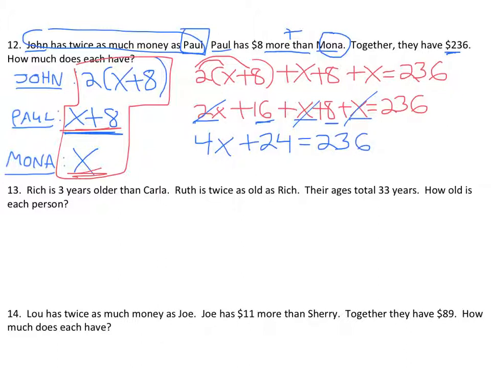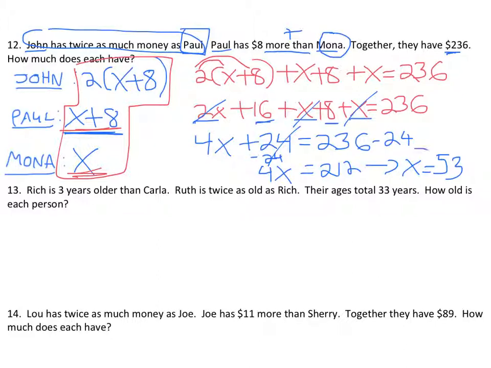Then you have a two-step equation. We're going to subtract 24 from both sides. The 236 minus the 24 gives us 212, and that equals 4x. Then we divide both sides by 4. I'm going to do that on my calculator right now. I'm going to put in 212 divided by 4, and that gives me 53. So that's 53 right there.